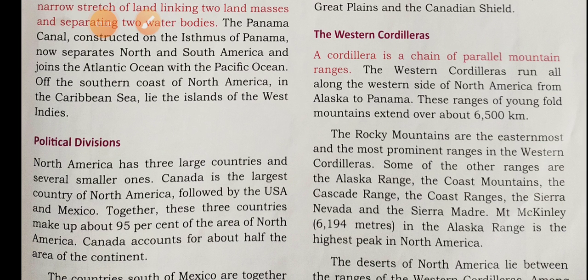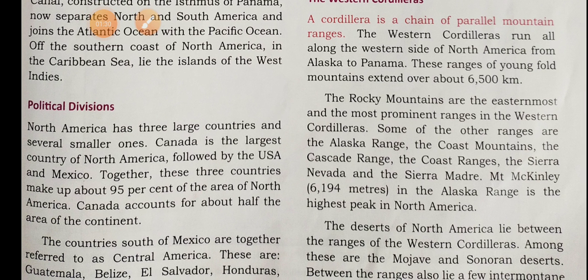Okay, and now we will discuss the land. North America may be divided into four major physical units. Which are they? The Western Cordilleras, the Appalachian Mountains, the Great Plains, and the Canadian Shield.